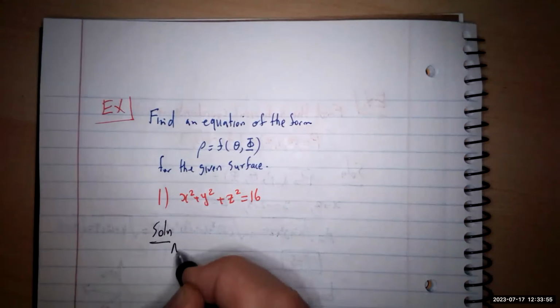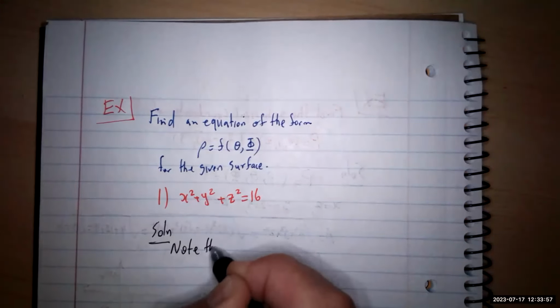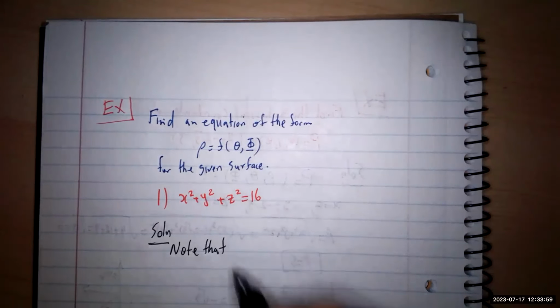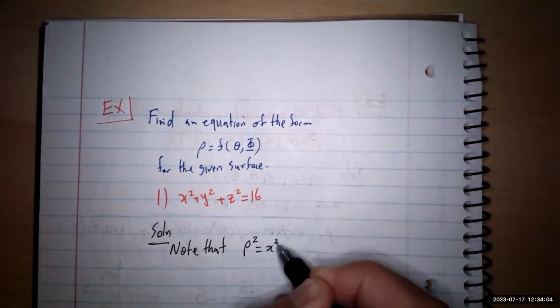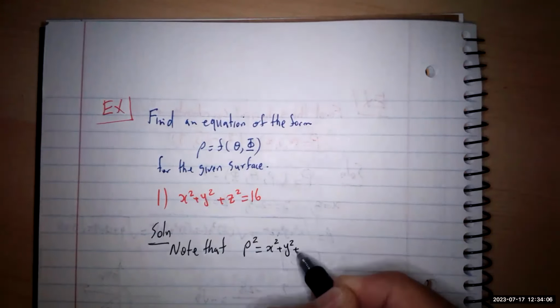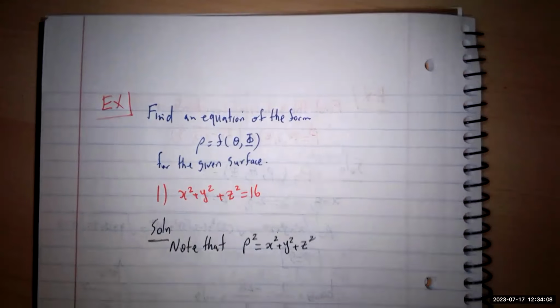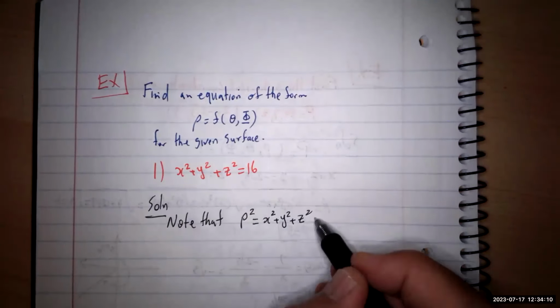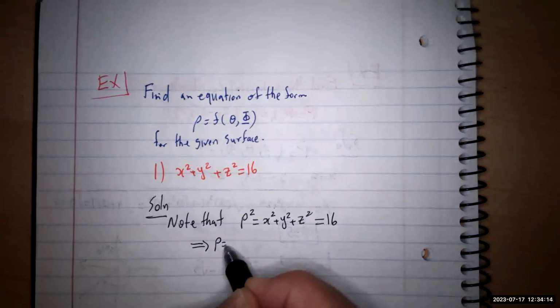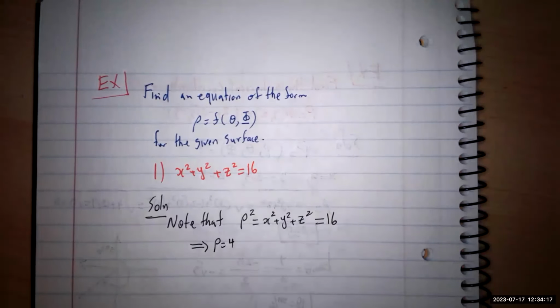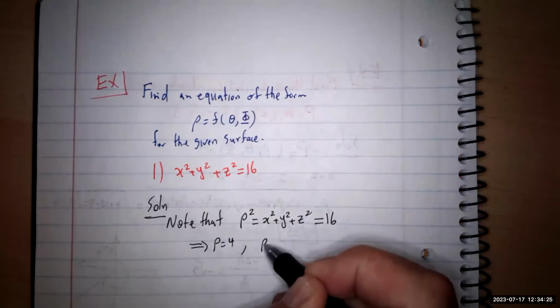Let's remind ourselves that the formula is this one: rho squared is equal to x squared plus y squared plus z squared. In this case, it's equal to 16, so rho would be 4. So rho equal to 4 is the equation of a sphere in spherical coordinates. And always rho is positive, of course.